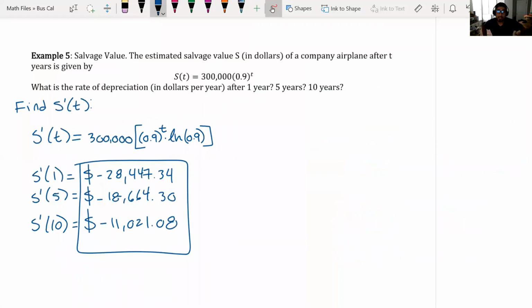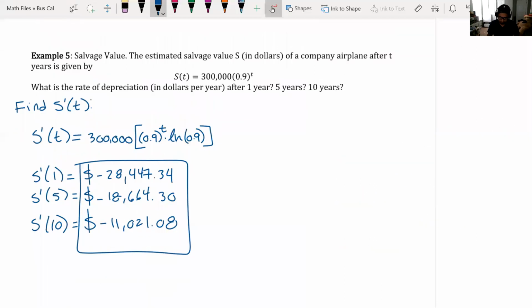Why are these negative? Because the company airplane over the years, its value is going to decrease. Hence the words here, rate of depreciation. Just like your car, anything you own, it's going to decrease. Right when you drive your car off the lot, they say it's worth half now. How dare they? But, oh, all right.